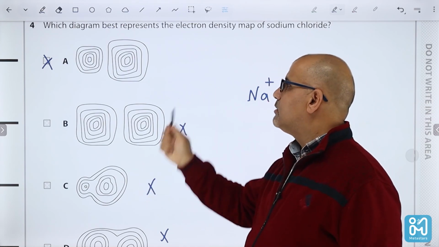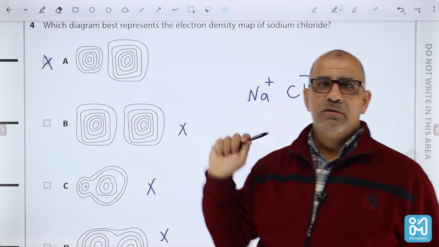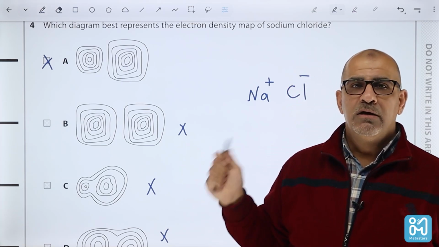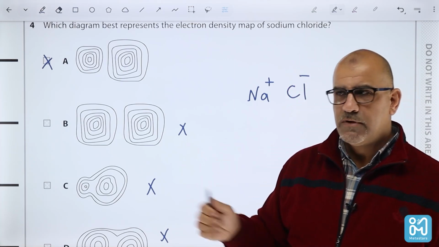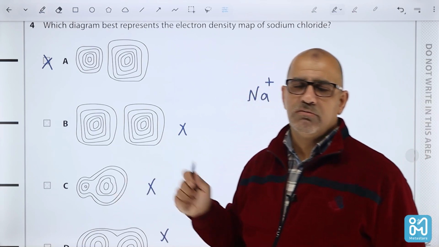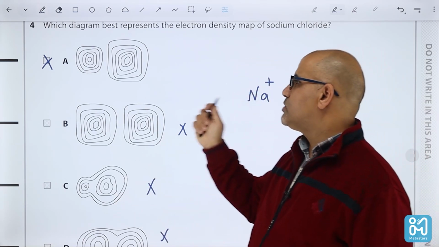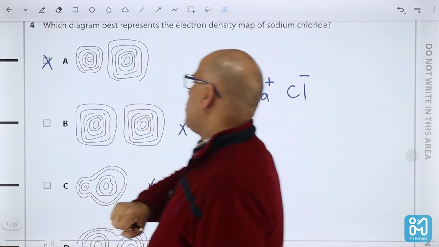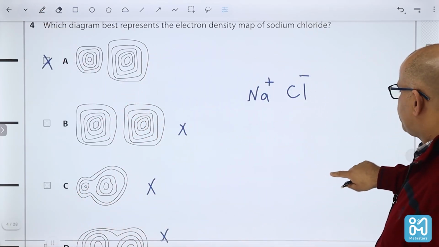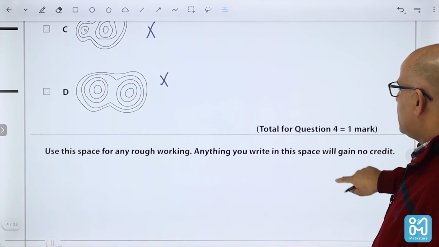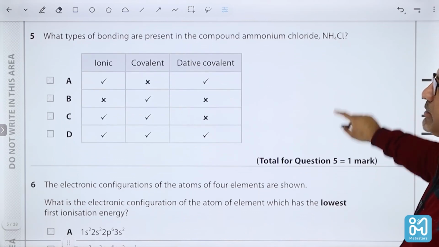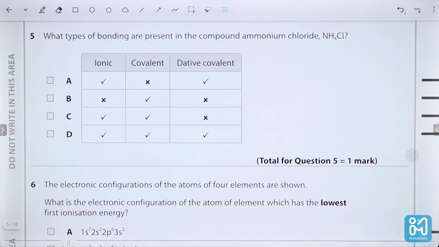Keep in your mind there is a relation between the atomic radius of the ions and the electronegativity difference, where in sodium chloride it's very high, so we have a high percentage of ionic substance or ionic character. As you can see, for each multiple choice, you have 1 mark.